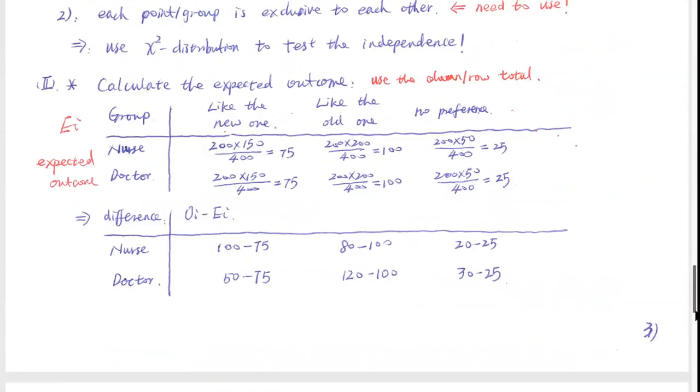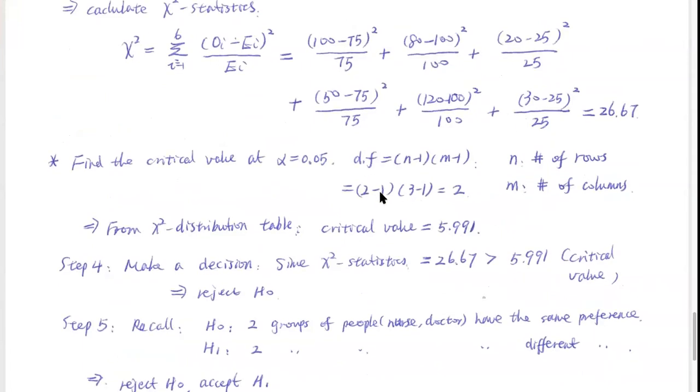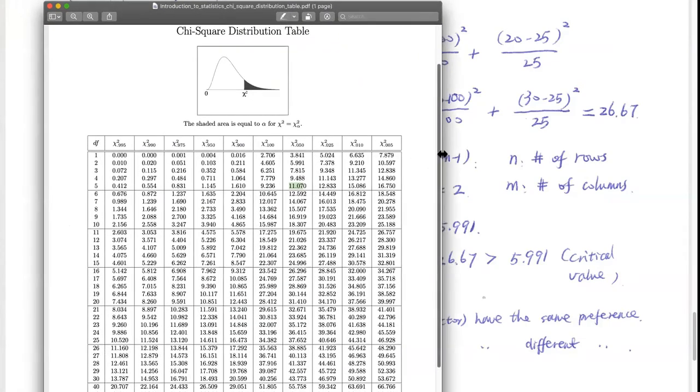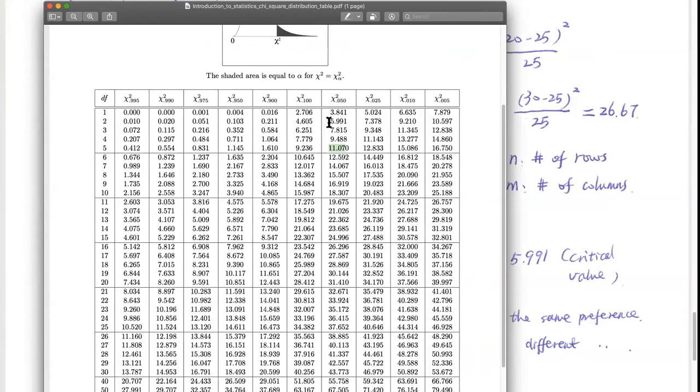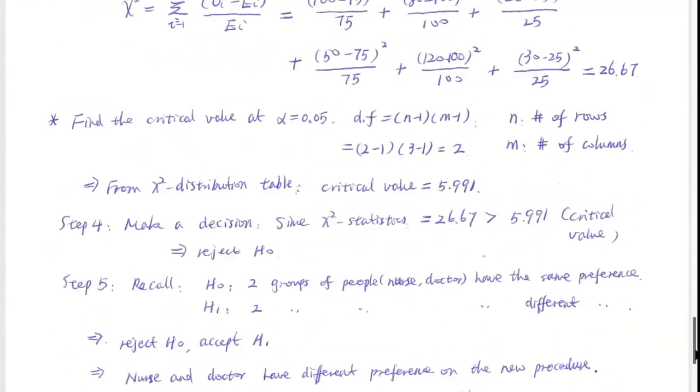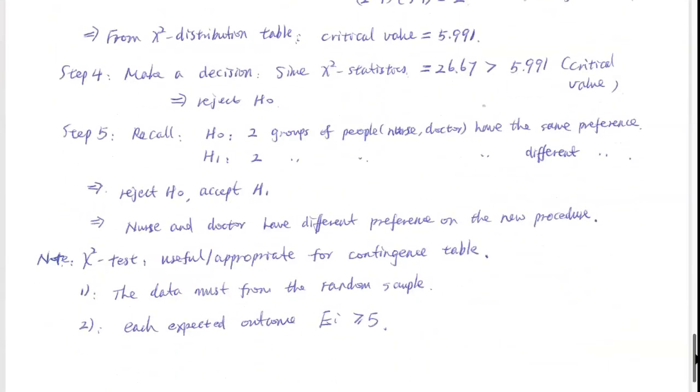So we got the degrees of freedom, everybody. 2 rows minus 1, we got 1. 3 columns minus 1, we got 2. Multiply them together, we got 2. Degrees of freedom is 2. So now we come back to the table. At 5% with degrees of freedom 2, it gives us the value 5.991. Everybody, that is our critical value, 5.991.